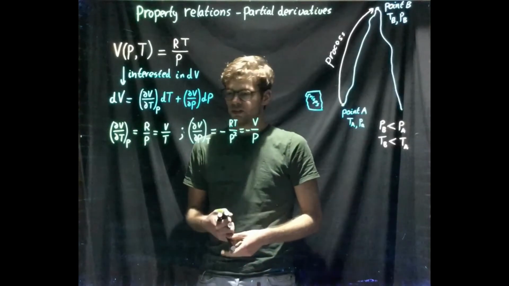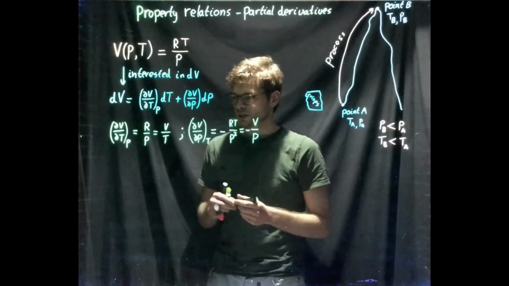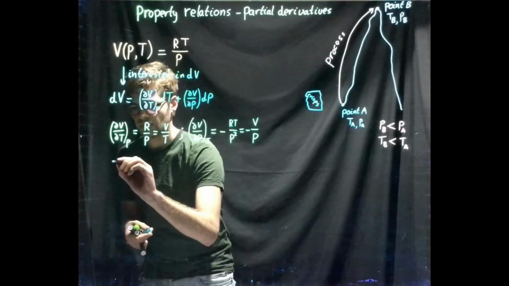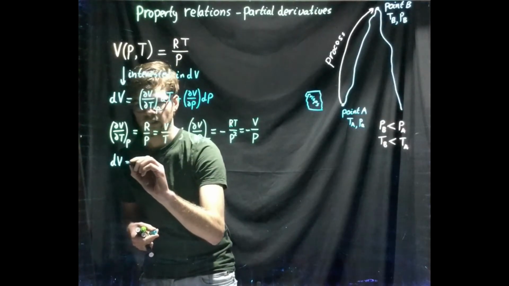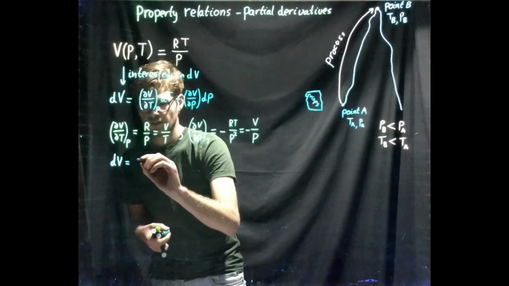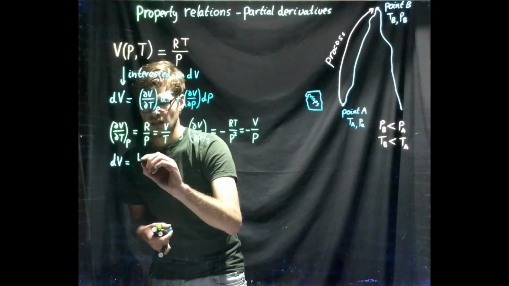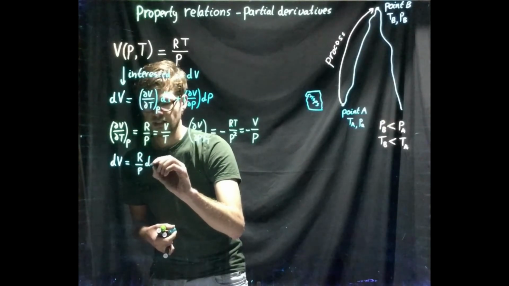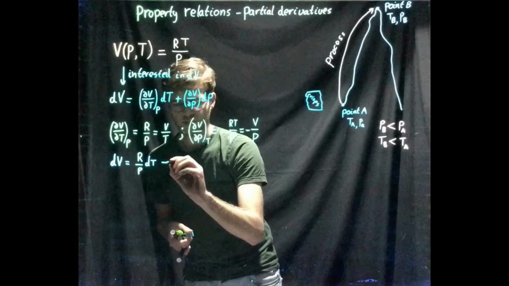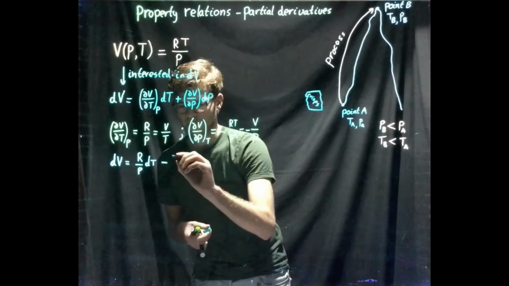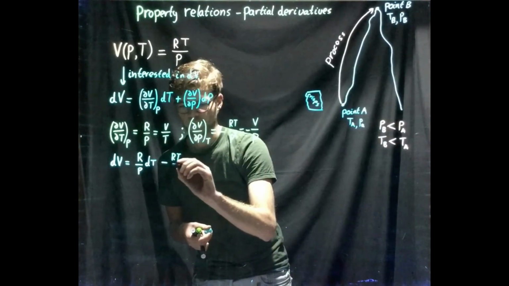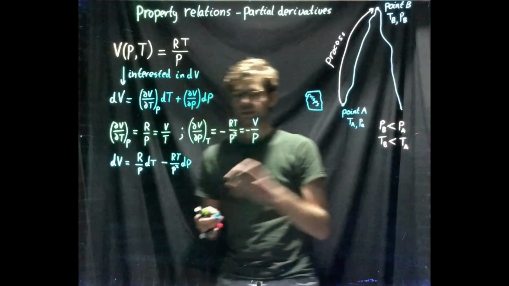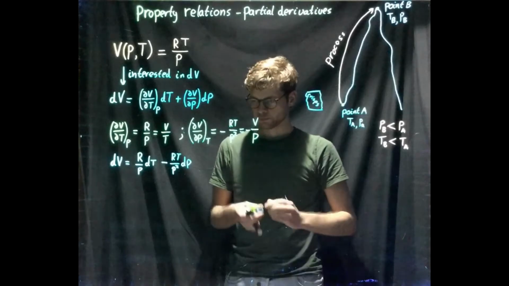Okay, so our total derivative will look like this. dV is, let's just say now, R over P dT minus RT over P squared dP. So this is the total derivative of the volume.